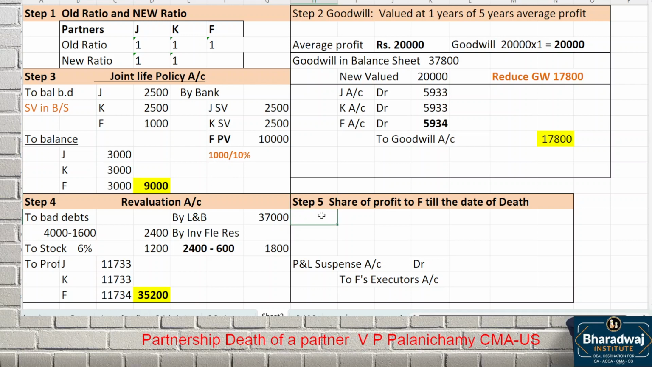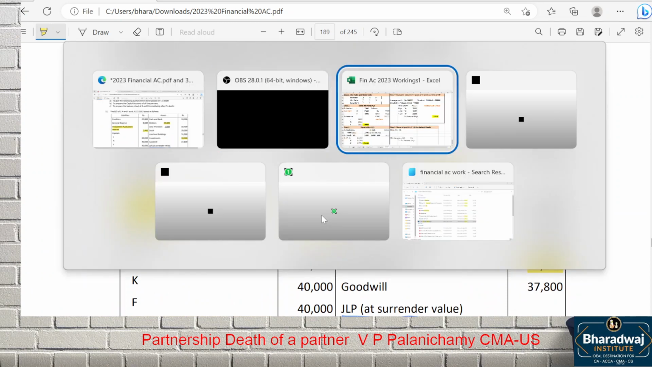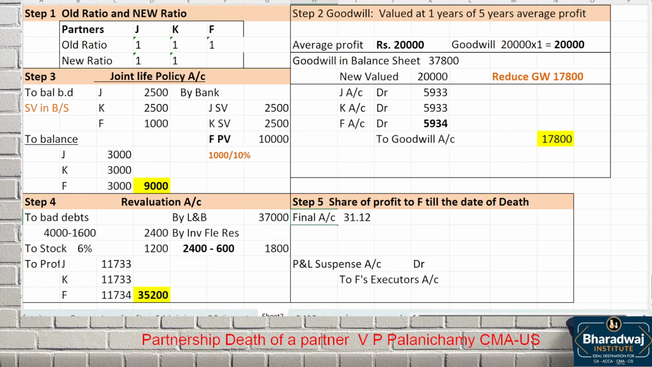When is the last final accounts prepared? 31st? When is the last final accounts prepared? Check the question. 31/12/2013. When did F die? 31st? 2014. How many months? 3 months.